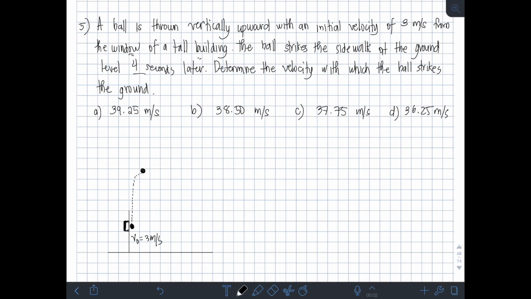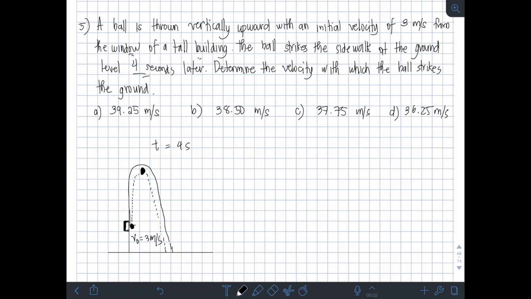Tapos, sabi, 4 seconds later daw, na-reach nung ball yung ground. So, ibig sabihin, after niyang ma-reach itong maximum peak, dahil sa free fall, babalik na siya sa ground pababa. And then, yung total time daw na to, starting nung tinrow yung ball sa window, pababa, is equal to 4 seconds.